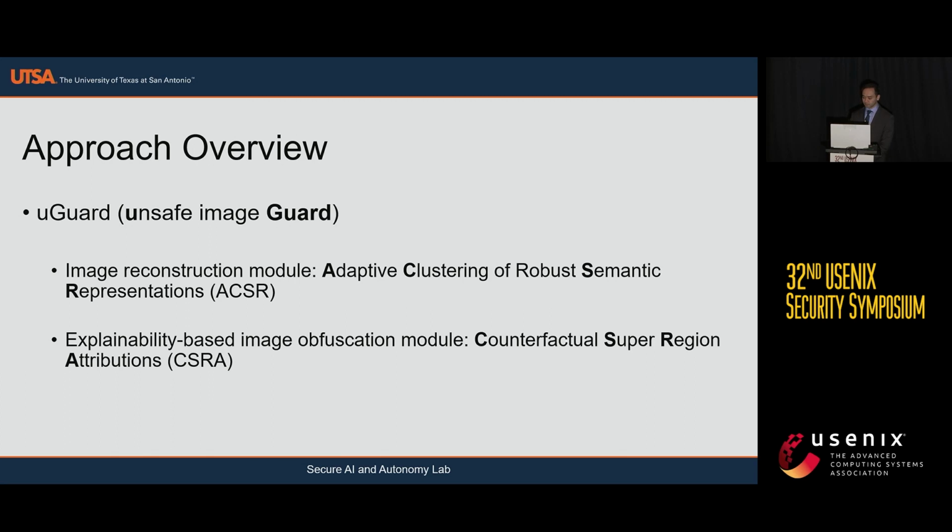To overview, our system, named UGuard, contains two distinct modules. One, an image reconstruction module, which we call adaptive clustering of robust semantic representations. And two, an explainability-based image obfuscation module, which we call counterfactual superregion attributions.